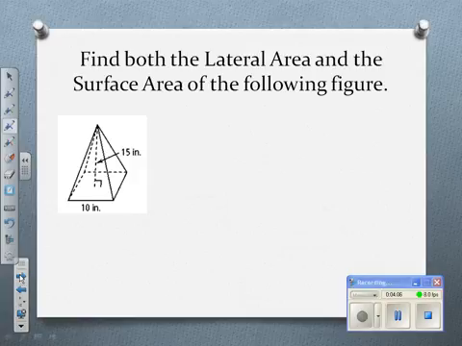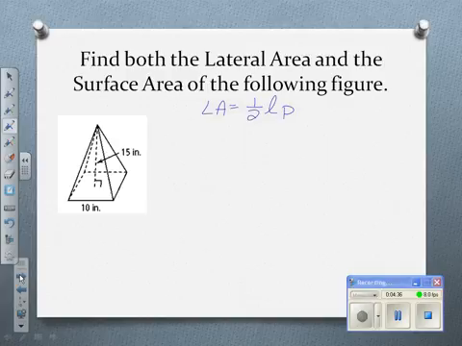Right, so we want to find both the lateral area and the surface area of the following figure. So for lateral area, we've got a pyramid, and it's a square. We're going to assume it's a square pyramid. And so my lateral area is 1/2 LP. Okay, we don't have the slant height. We have the regular height, but not the slant height. We can find the slant height, though.